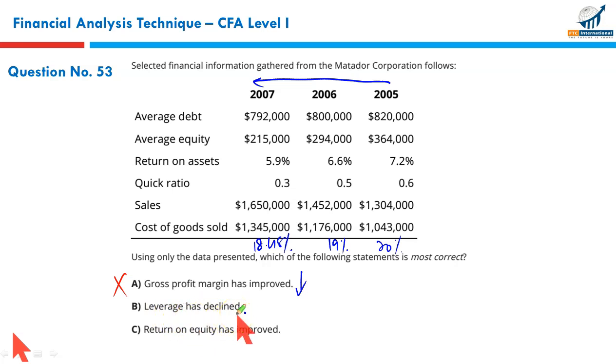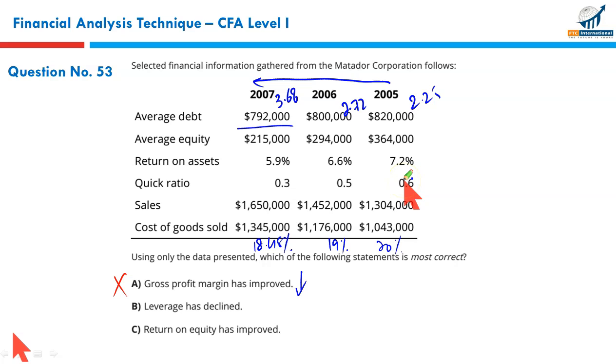When we say leverage, that is debt upon equity. Debt upon equity in 2007 was 792 upon 215. It was 3.68. Then it was 800 upon 294, 2.72. And 820 upon 364, it was 2.25.